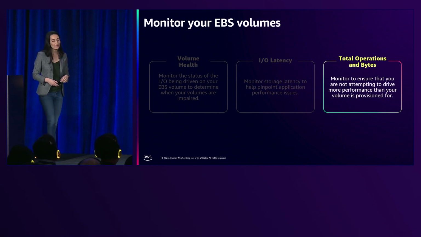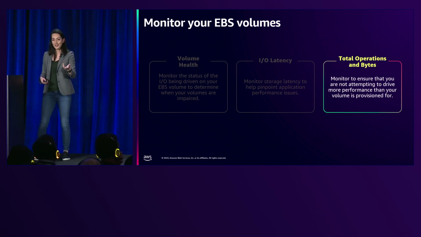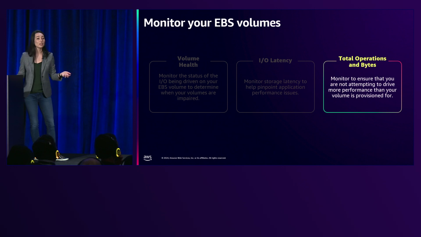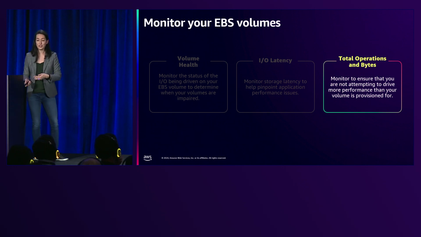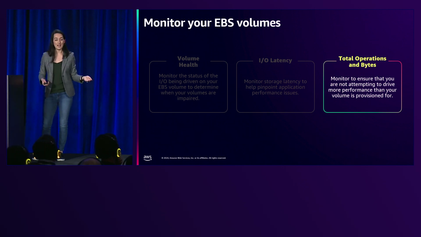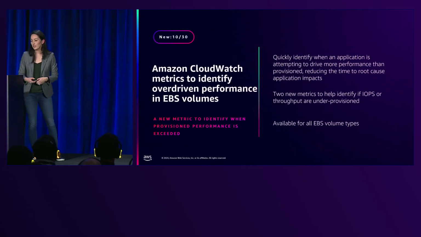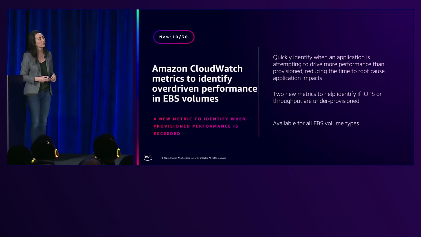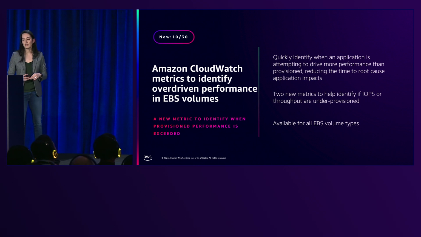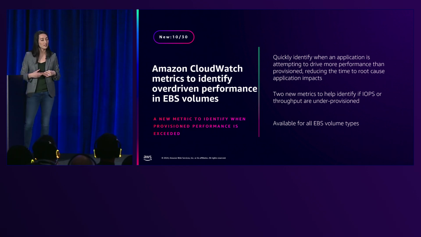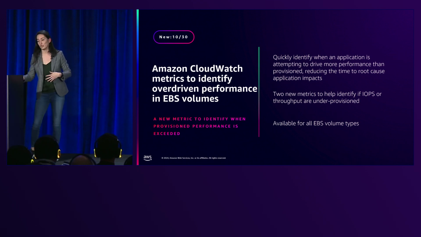Jumping into the third bucket, the total operations in bytes. Like I mentioned, it's important to know what you're actually driving on your volume, right? You want to make sure that your volume is correctly sized, because if it isn't, and you're hitting your volume performance limits, it could be causing higher latency than you anticipate. And so we heard feedback from customers that they weren't really sure when they were hitting those volume performance limits. They saw higher latency on their volumes, but they weren't sure, is it because I'm hitting my limits, or is it because there's an infrastructure issue?